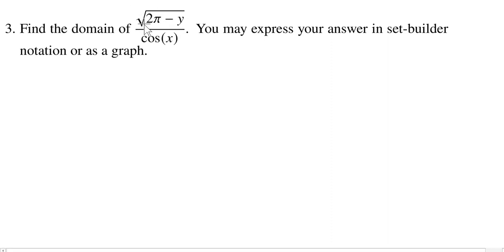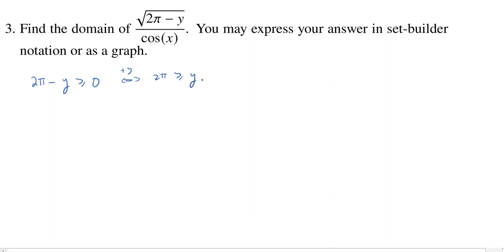If we look in the numerator, we see we have a square root, and square roots automatically tell you that you can't put in negative values. So for the domain, we're going to need that 2 pi minus y is at least 0. Of course, equaling 0 is okay, right? Square root of 0 is 0, but you can't put in negative values. So this is equivalent, let's add y to both sides, to saying that 2 pi is greater than or equal to y.